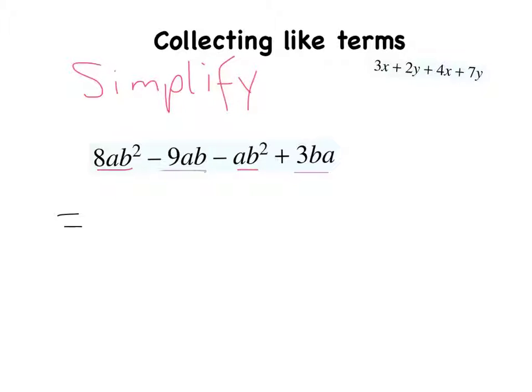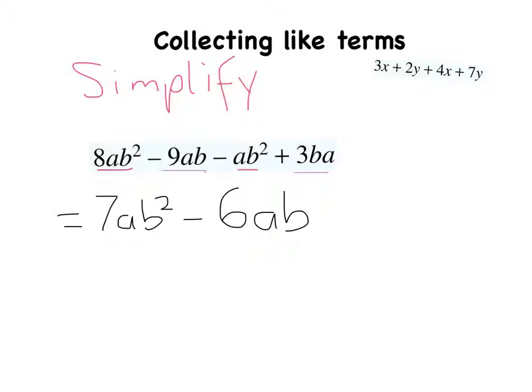8AB subtract AB squared becomes 7AB squared. Negative 9AB plus 3BA, or AB, whichever way you want to say it, becomes 6AB. I've only grouped my like terms, so terms that are similar.